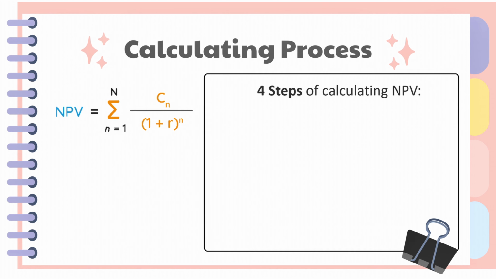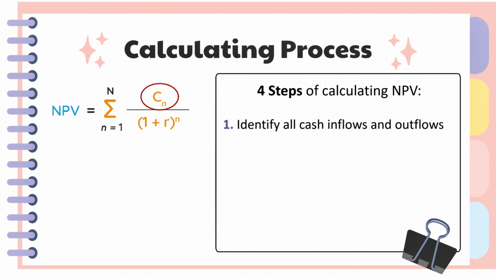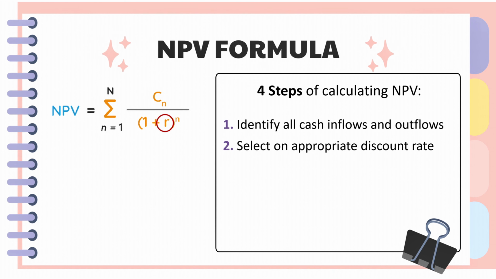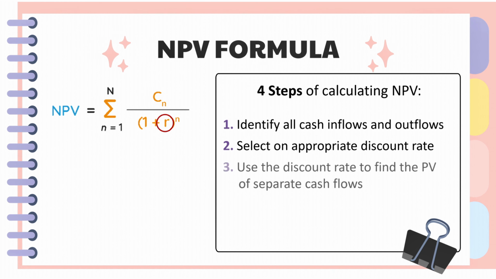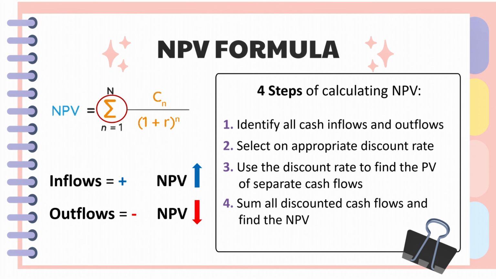As you can see from the formula, calculating the NPV of an investment goes through a process which consists of 4 steps. First, we need to identify all cash inflow and outflow related to the investment. Then, we must choose an appropriate discount rate, which in turn allows us to obtain the present value of the cash flow. Third, we use the discount rate to find the present value of each cash flow. Inflows are positive and increase NPV, while outflows are negative and decrease NPV. In the end, we sum all discounted cash flow and find the net present value of the investment.